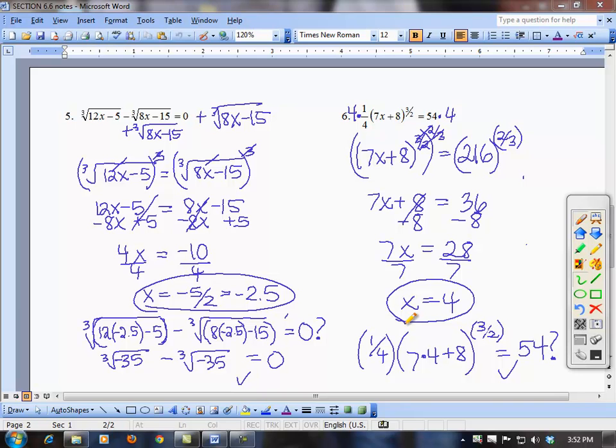Okay, we're going to do a warm-up in class on this so we can look at a couple other questions, but this is the general idea. Once you start solving them, you're going to do the same thing over and over and over again. We just have to look for what order to do things. So that's the end of section 6.6.